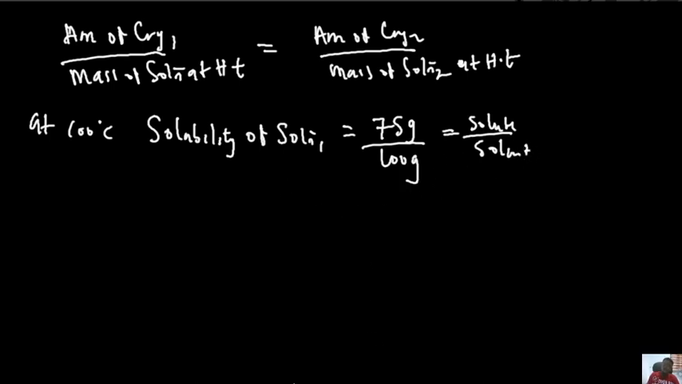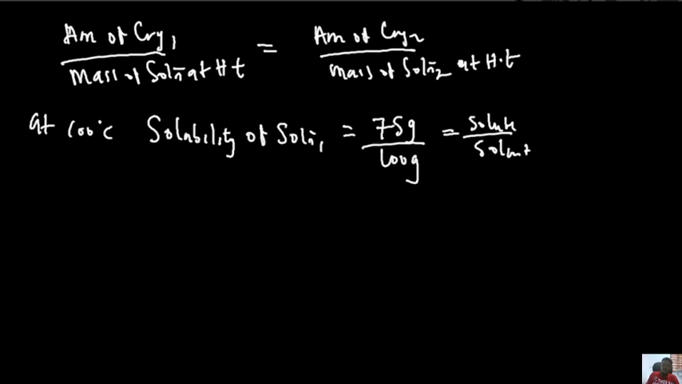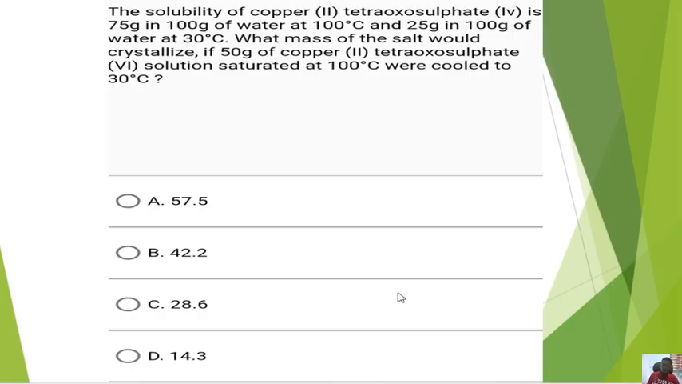Okay, let's keep writing our parameters. So going back to the question, they now said 25 gram in 100 gram at 30 degrees. So when you reduce it to 30 degrees, you will notice that the solubility will change to 25 grams. So at 30 degrees, this same solution 1 will have a solubility equal to what? 25 gram all in 100 gram. Very good. Okay, so with this said, we continue the question. What mass of the salt would crystallize if 50 gram, now they are talking about another solution in this case. So if 50 gram of another solution of copper(II) sulfate saturated at 100 degrees Celsius was now cooled to 30.